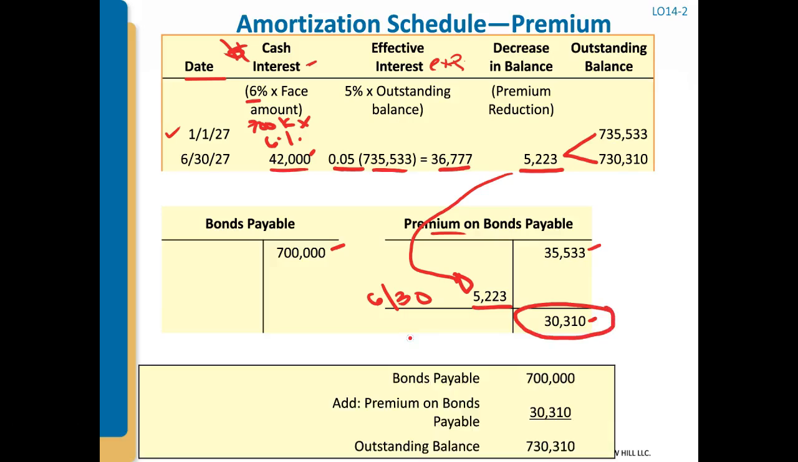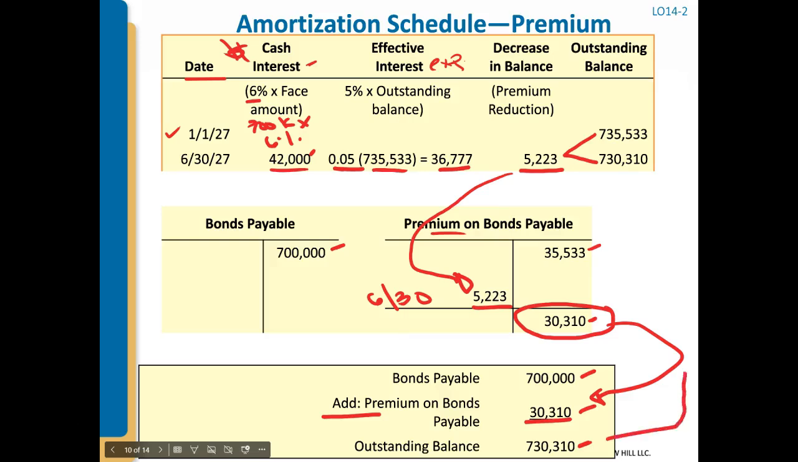To get the outstanding balance as of June 30th, 2027, I'm going to take my face value, 700,000, and add this premium of 30,310. This ending balance right here is where that comes from. So my outstanding balance is $730,310, which is the same number.